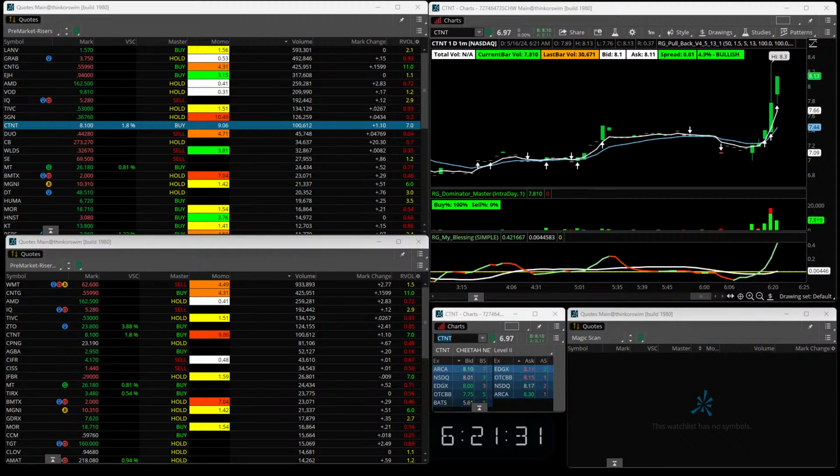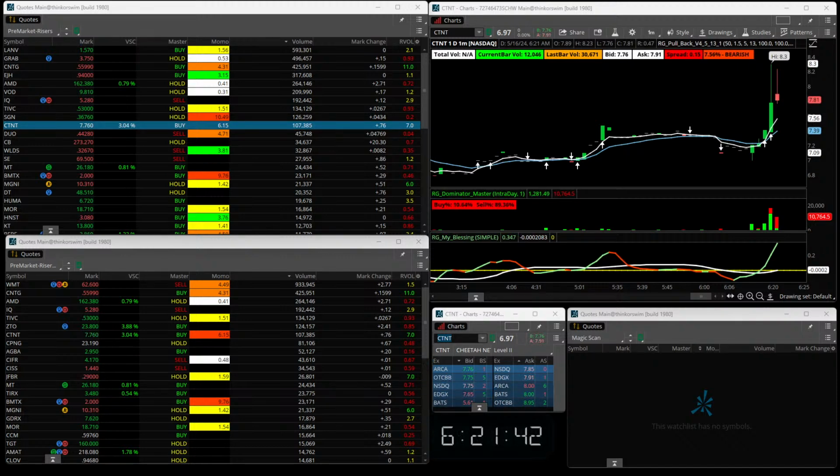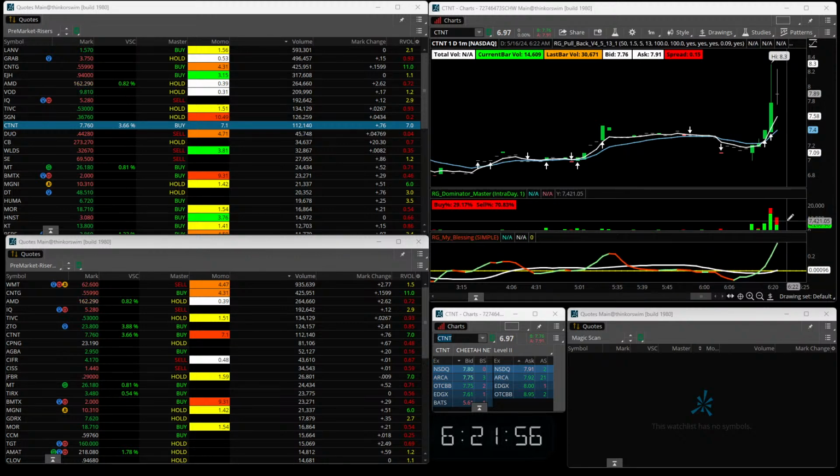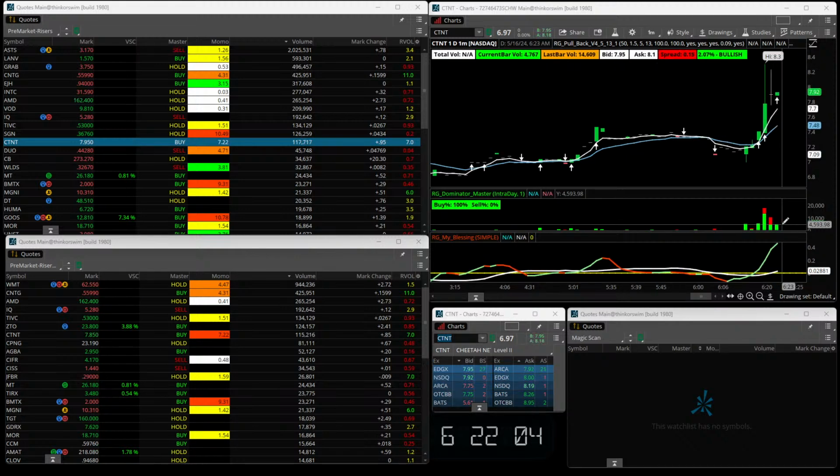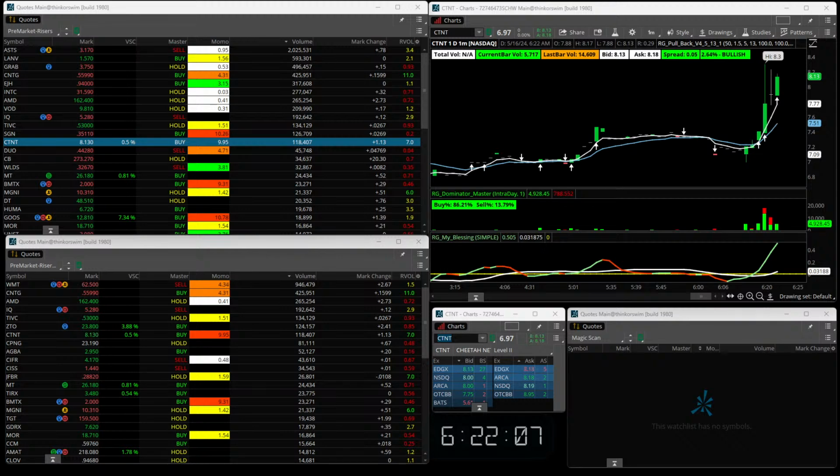Need the other buyers to find it, and they probably will. Just that we caught it kind of early. Long wicks on the top of these candles are never a good sign. We have a red dominator bar. My blessing does look good. This is how we want it to look, but we need green bars coming in here for buyers. So don't chase it quite yet, unless you are a brave soul.